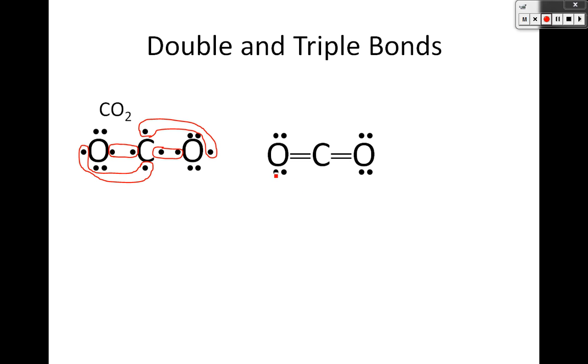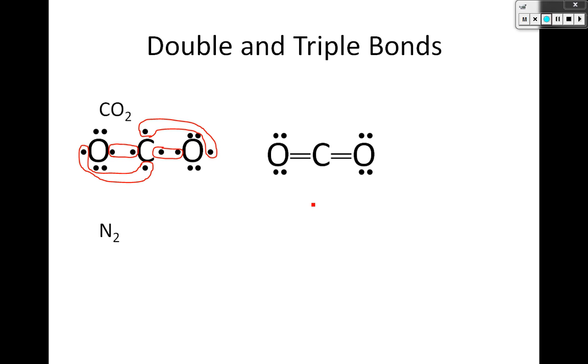So oxygen has its 4 unbonded electrons plus 1, 2, 3, 4. That's over here, 1, 2, 3, 4. Same with this oxygen, so 4 plus 4 is 8. And then the carbon has 1, 2, 3, 4, 5, 6, 7, 8. So each atom has a full octet in this case. And that's called a double bond, where 4 electrons are shared between 2 atoms. Sometimes you need a triple bond.